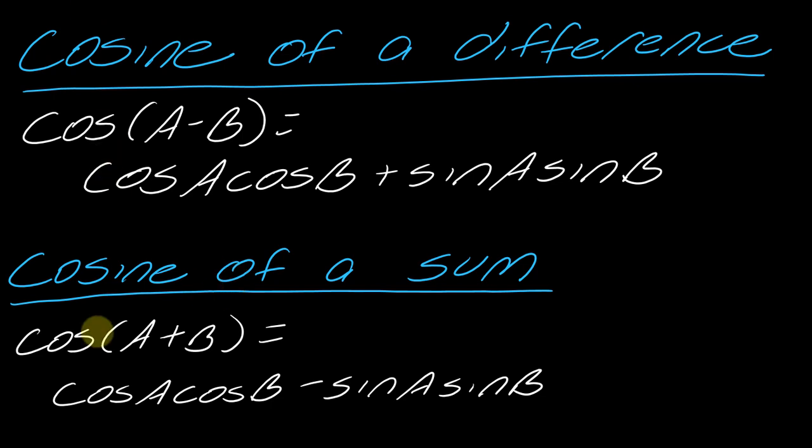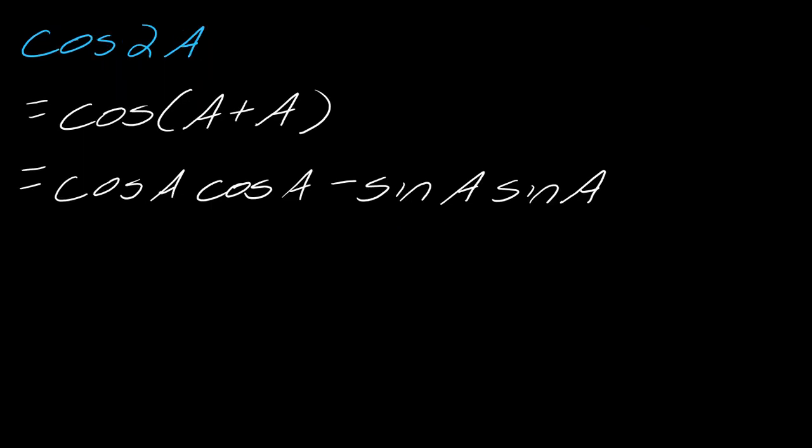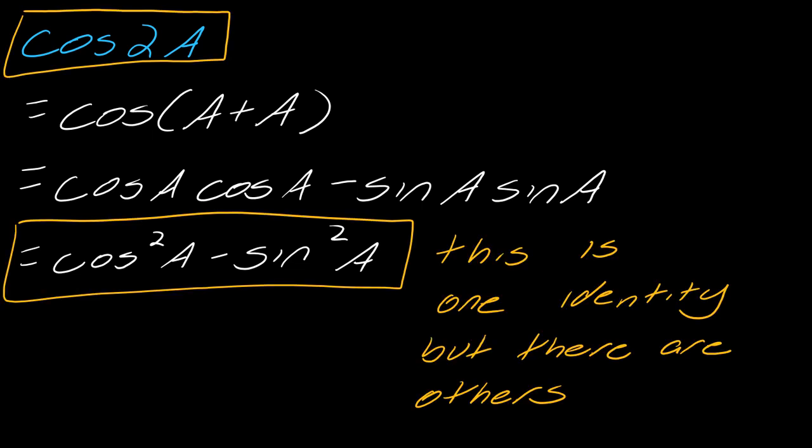Okay, so just to prove how this identity works, you can break this up into cosine of a plus a, and then we can use this identity here, which I've proven in another video, cosine of a plus b. So I can basically just apply this idea to what I'm working on now. So there you go, I've applied that. And now you'll notice I've got cosine times itself and sine times itself. So that just simplifies to cosine squared a minus sine squared a. So this is one identity, but there are others.